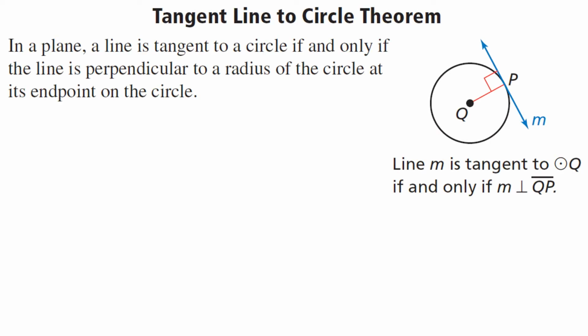So we've got a nice little theorem here. A line is tangent to a circle if and only if the line is perpendicular to the radius of the circle at that point. So in that picture, you say, hey, we've got line M. It's tangent to circle Q. And the only way that works is if it is perpendicular to segment QP. So if it's tangent, we know it's perpendicular. Or if we know it's perpendicular, then we know it's tangent.